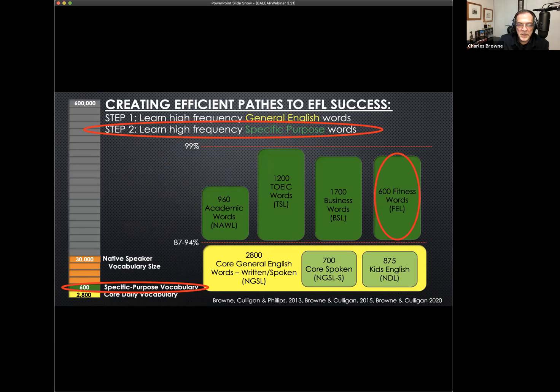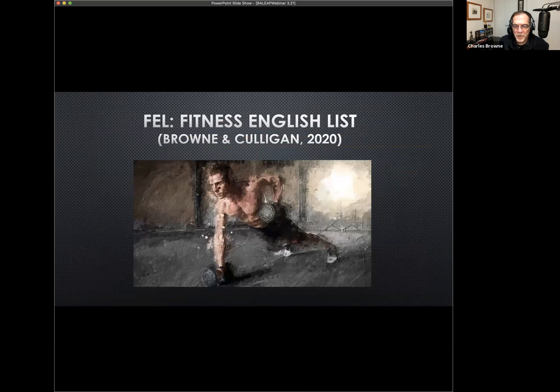Another SP list that we published at the end of 2020, I think in December of 2020, is called the fitness word list. And the reason for creating a fitness word list is that I was doing some consulting for a chain of gyms that wanted to open in Japan, as a famous American chain of gyms, and they wanted to open an English-speaking gym in Japan, where English would be the medium of instruction. And they wanted to identify what were the most frequent fitness words, and then have their instructors use those words.